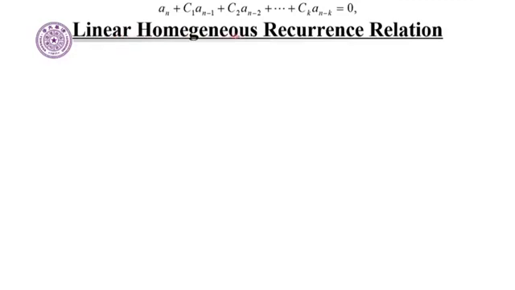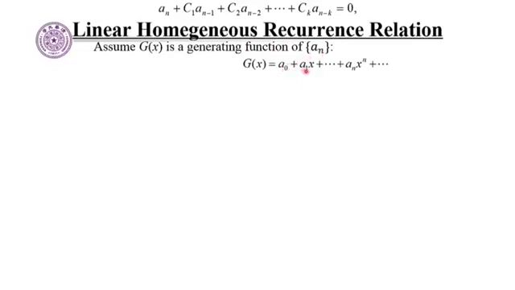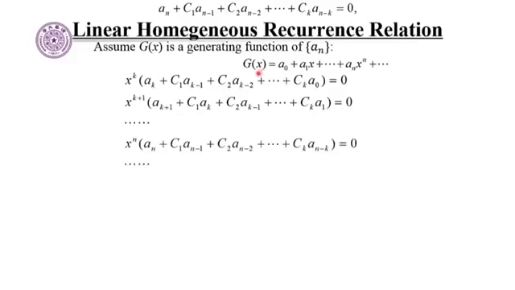So according to our definition of linear homogeneous recurrence relation, we have a_n plus c1 times a_{n-1} plus c2 times a_{n-2} until c_k times a_{n-k} is equal to 0. With the same method, could we find its generating function? For example, we assume that g(x) is the generating function. Then g(x) could be expressed as a0 plus a1 times x plus until a_n times x to the nth power, with a_i as a coefficient in the generating function. We have encountered such situations, and we usually use a series of additions to get the expression of the generating function. We could do this again here.